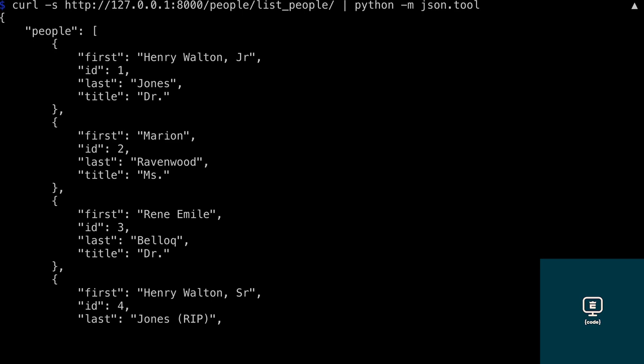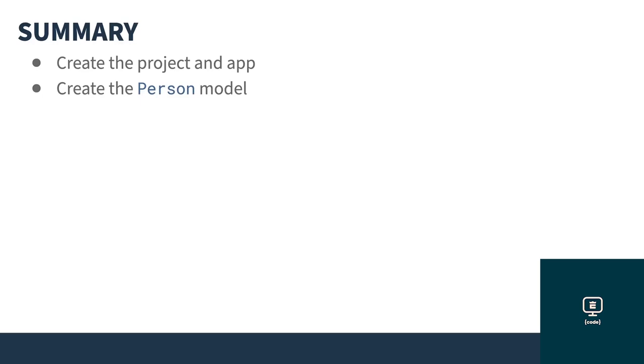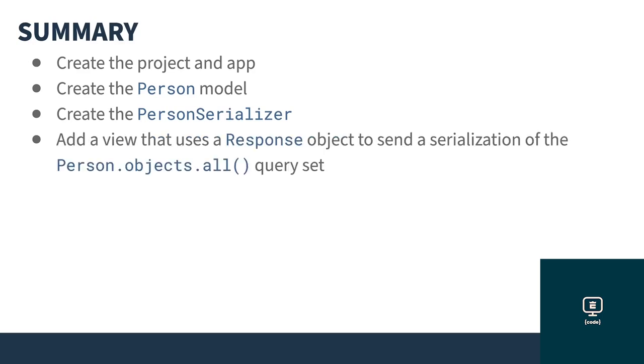That kind of feels like a lot, but most of what I did there was just typical Django stuff. Let me just quickly review what I had to do. First off, I created the project and the app inside the project. Secondly, I created a person model, no different than I would create any model inside of a Django application. The first DRF specific thing I did was create the person serializer, which maps the person model object to a REST payload. I then created a view that uses a DRF response object to send a serialization of the person.objects.all query set down in the payload of REST. And finally, I had to register this view as a URL like any other view in Django.